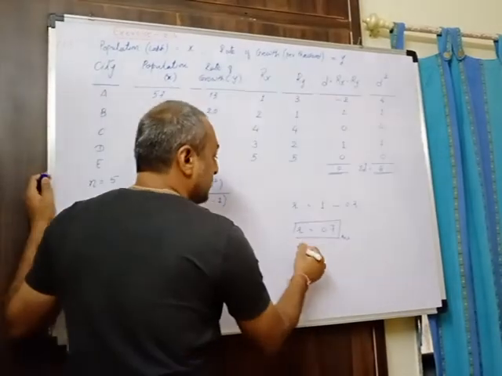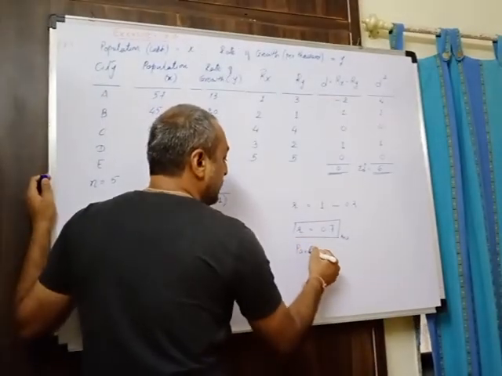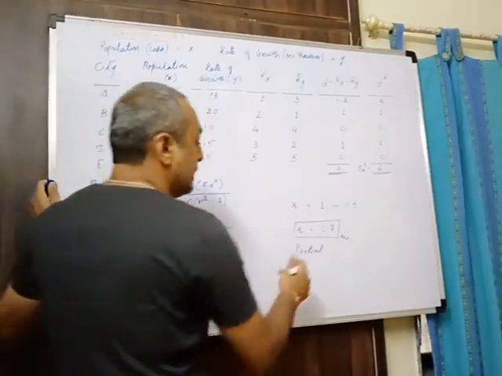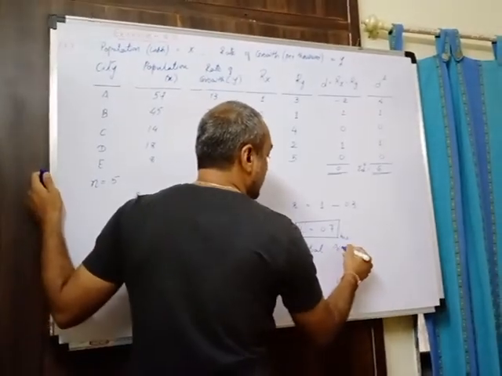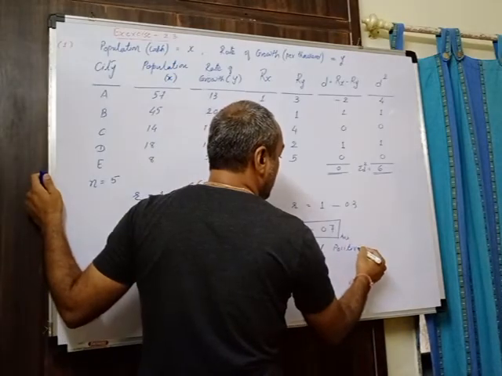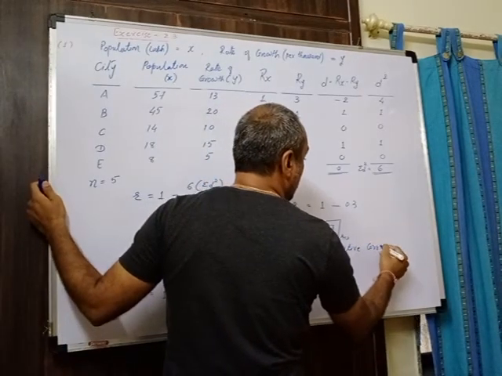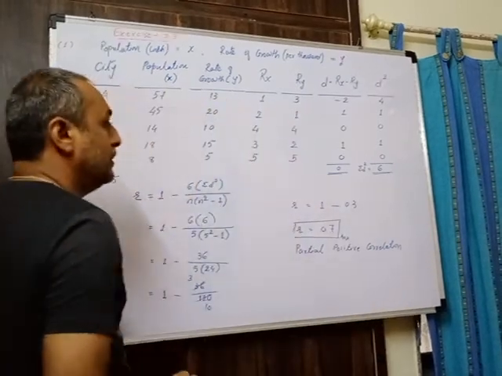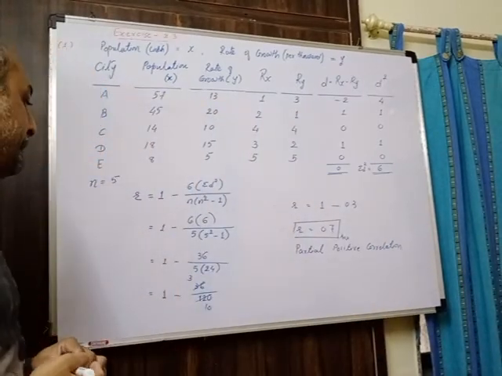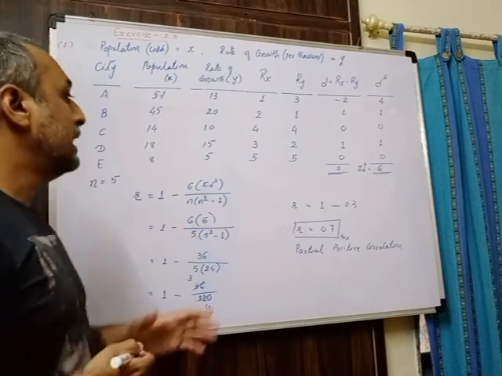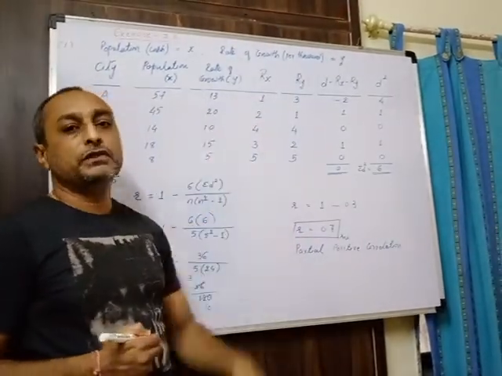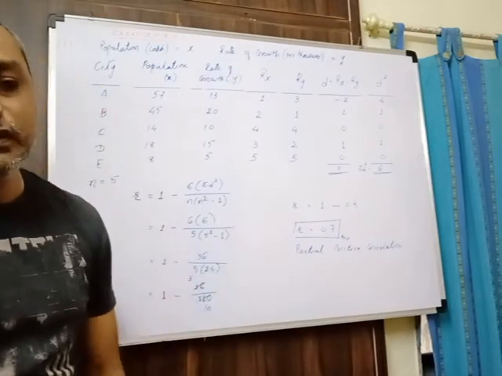And for the interpretation, again it is a positive value, not exactly positive 1, so we can write partial positive correlation. This is your interpretation. That is how we can calculate the rank correlation by assigning ranks to the observations. Okay, so that is your next question.